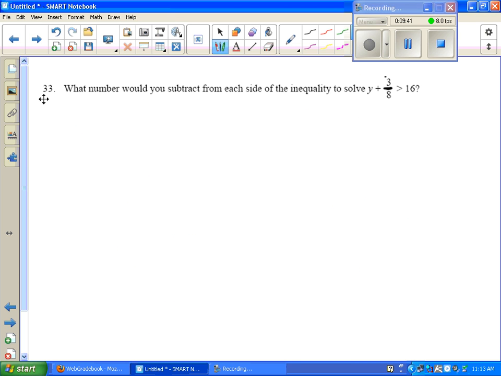The last problem, number 33, says, what number would you subtract from each side of the inequality to solve y plus 3/8 is greater than 16? If you wanted to move y over to the right, you'd subtract y, but it's pointless to do that. You want to get y to say something right after it, like equals, or less than or greater than, and you wanted y to be isolated. You want it to be all by itself on the left.